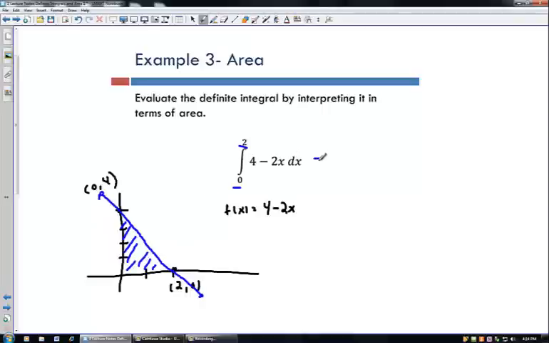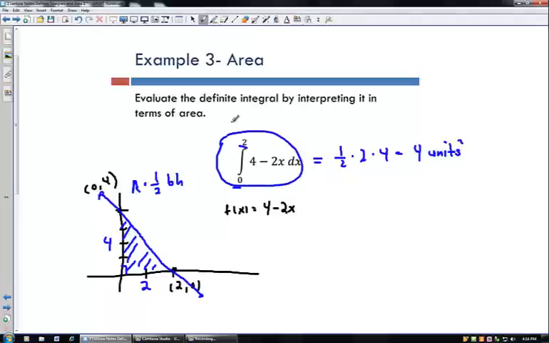And so this is pretty easy to calculate because this is just a nice right triangle that has a base of 2 and a height of 4. So remember, the area of a triangle is given by 1/2 base times height. And so then this area is 1/2, the base is 2, so times 2, where the height is 4. And so this is just equal to 4 units squared. And so that's what we mean by evaluate the definite integral by interpreting it in terms of area. So evaluate is a fancy word for saying, hey, what does this thing actually equal?